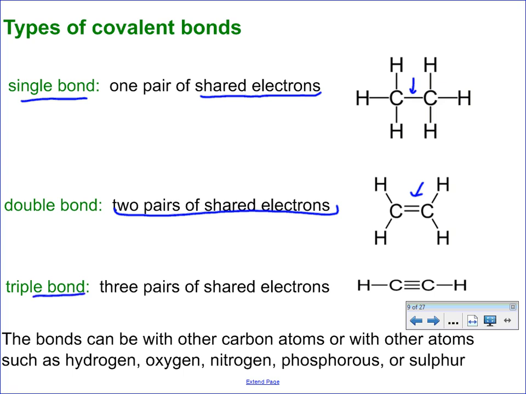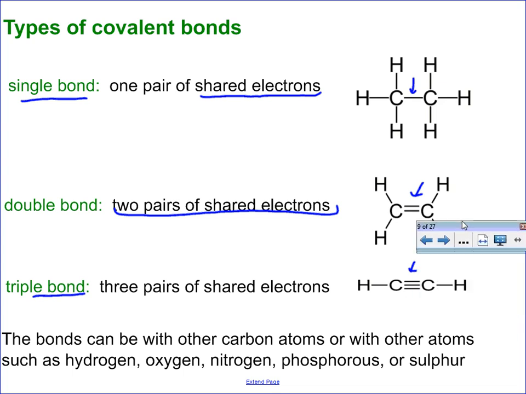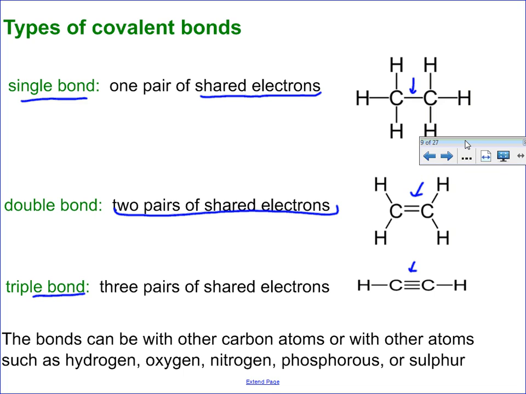Now, you can have a triple bond where you get 3 pairs of shared electrons between the 2 atoms, and then this is represented by 3 lines between those atoms. So the bonds that are created can be with other carbon atoms or with other atoms such as hydrogen, oxygen, nitrogen, phosphorus, or sulfur. And these are the common atoms that we'll find making up these organic compounds, with carbon as the central atom, or the atom that everything else is bound to.